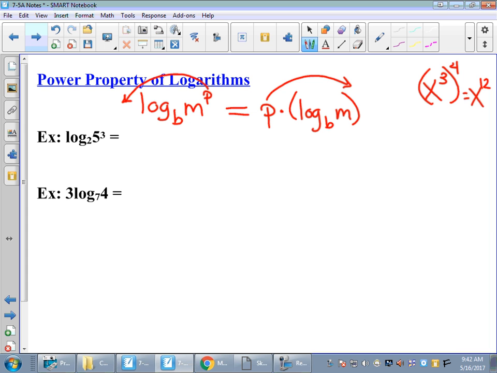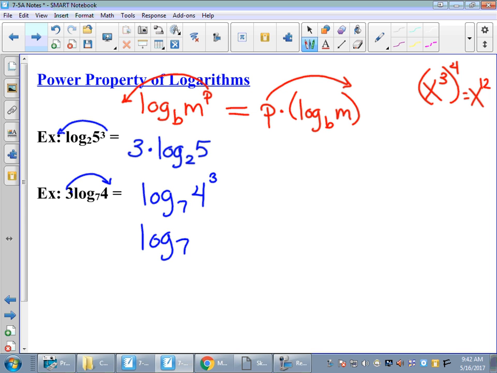So again, it can be used both ways. In the first example here, it says log base 2 of 5 to the third. The equivalent to that is to drop the 3 out in front and multiply it by log base 2 of 5. Or if there's a number out in front of a log, we can simply make it the power of the x value. So in the second example, log base 7 of 4 to the third, or we could call that log base 7 of 64. Either way, you can either drop it out in front to multiply or change multiplication into a power.